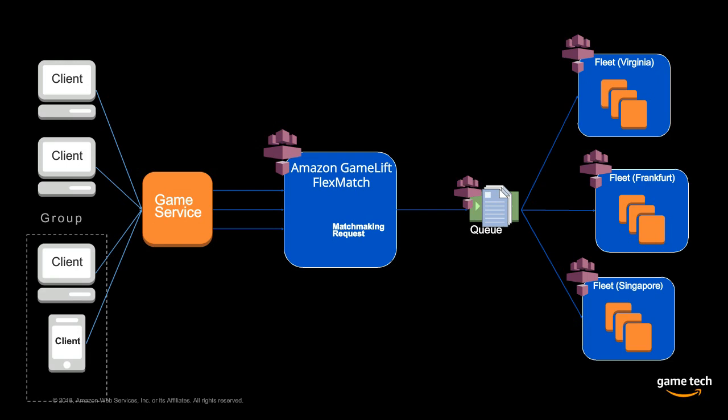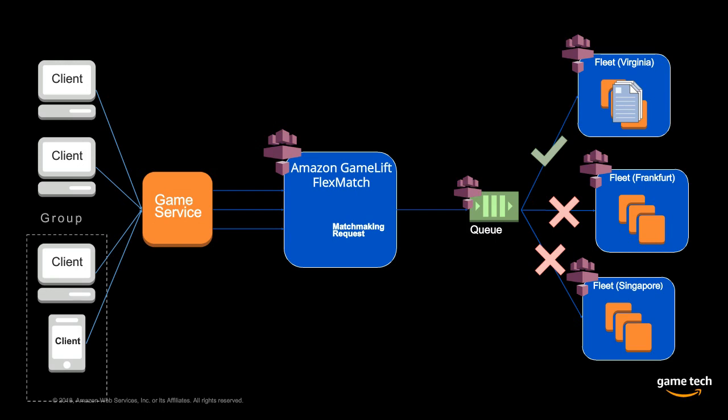So let's say it's actually latency based. It's going to look at the group of players that we've got in the queue and find, across all of them on average, what's the lowest latency fleet to run this session on. In this case, it found Virginia. So it's going to choose Virginia. It's going to ask GameLift to provision a session for these players on a server in the Virginia fleet.